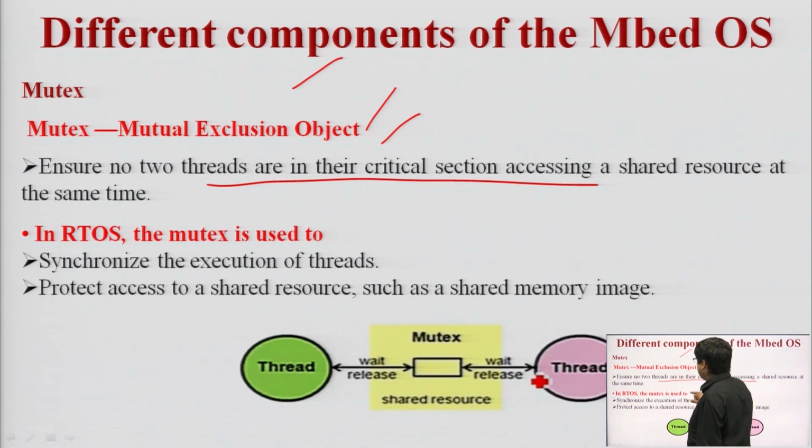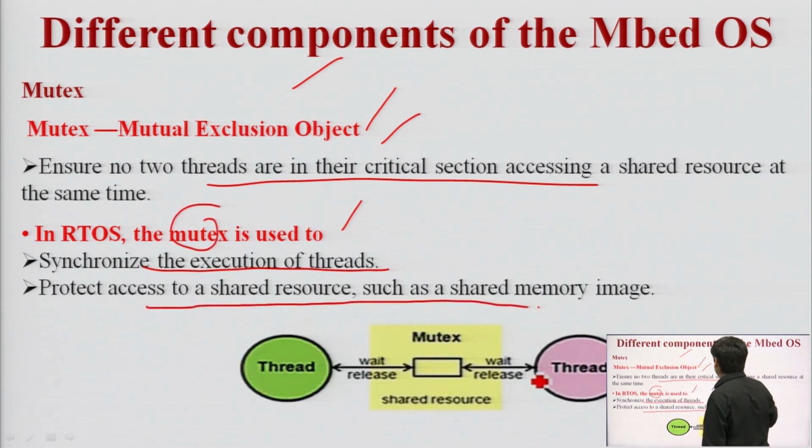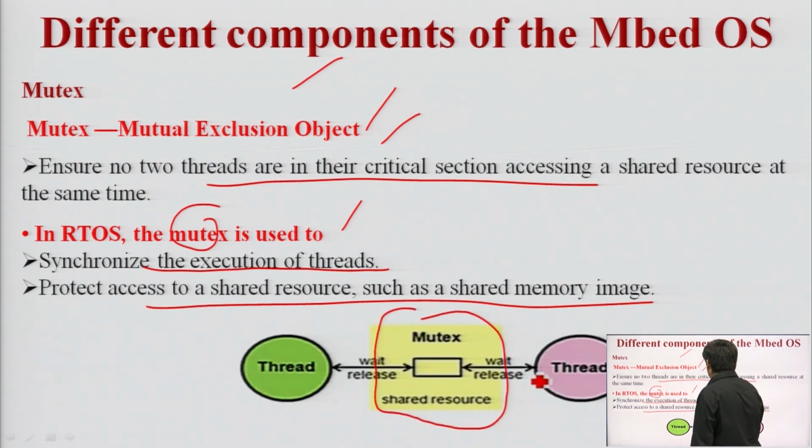So in RTOS the mutex is used to synchronize the execution of threads. All the threads in any RTOS based application are synchronized through the mutex, and it can protect access to shared resources such as shared memory. So here you can see that in a mutex system the shared resources can be effectively managed among the many threads through the mutex, okay.